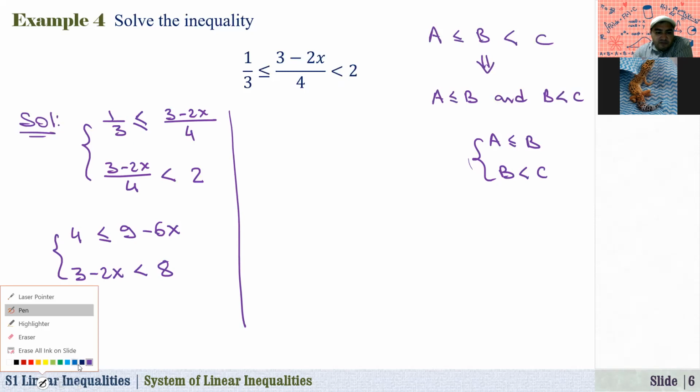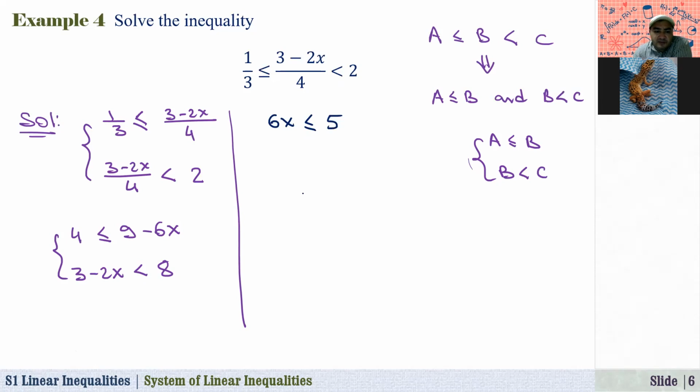Now if I continue solving this, for the first one, take 6x to the left-hand side. Here we have 6x less than or equal to 4 to the right-hand side, 9 minus 4, that's equal to 5. And for the second one, take 3 to the right-hand side: minus 2x less than 8 minus 3, which is 5. Now I'm trying to isolate x. From the first inequality, divide both sides by 6, so x is less than or equal to 5/6.